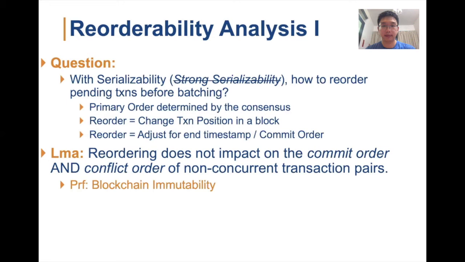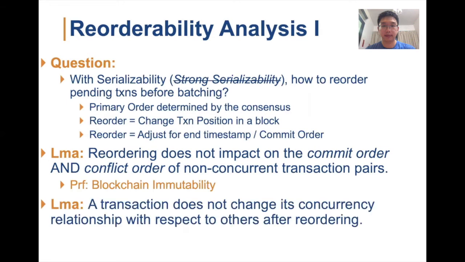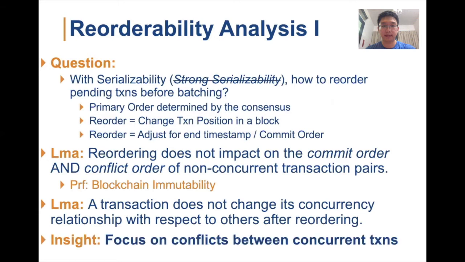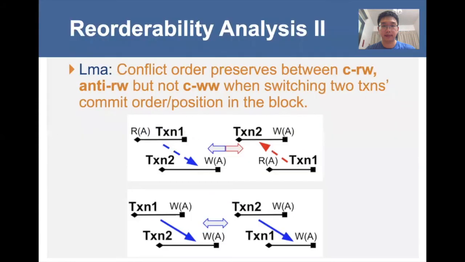The second is that the transaction does not change its concurrency relationship with respect to others after reordering. We omit the proof here. The insight is that we can safely focus on the reordering's implementation to conflicts between concurrent transactions only. There are only three conflict types between concurrent transactions: C rewrite, anti-rewrite, and C write-write.